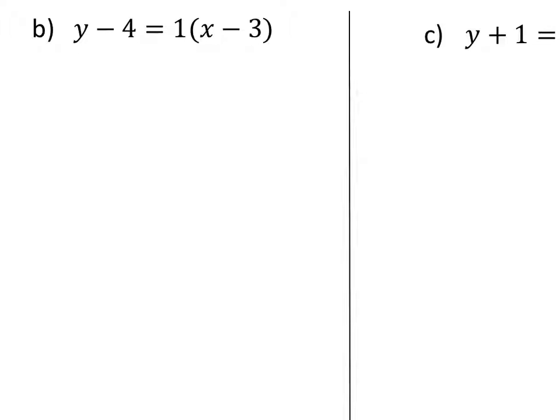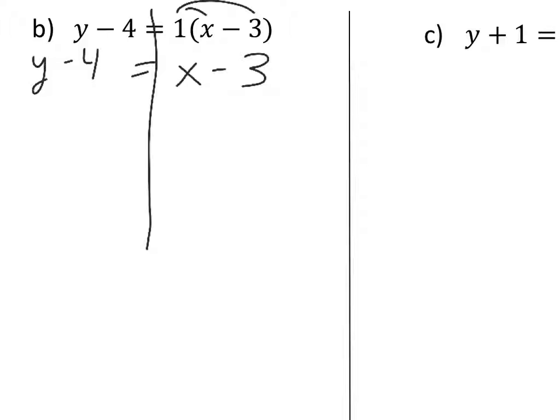Letter B, y minus 4 equals 1 times the quantity x minus 3. Again, my goal is to get x and y in standard form on the left side and regular numbers on the right side. So I'm really solving this for x and y on one side. So I'm just going to clean up what I can. Y minus 4 doesn't change, but I can distribute that 1. I get 1 times x is 1x. 1 times 3 is negative 3. Again, if you want to show the coefficient on the x, you can. You do not have to.